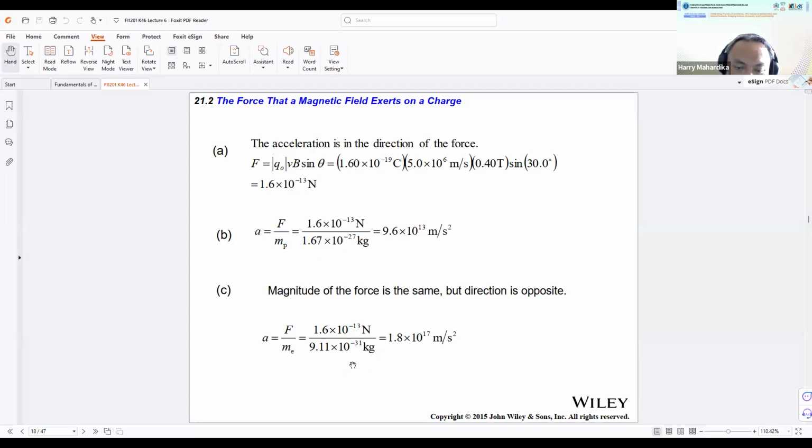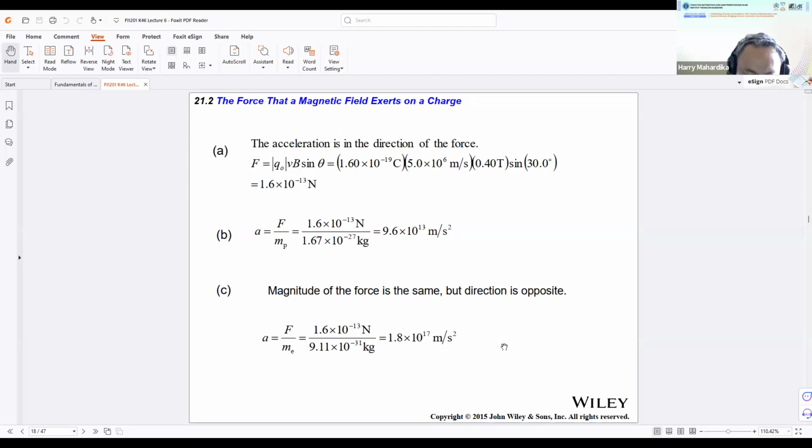So therefore, since the mass of the electron is smaller, we will have an increase of velocity and an increase of acceleration generated at the electron. So the value of acceleration of that electron will be higher compared to the acceleration of the proton.